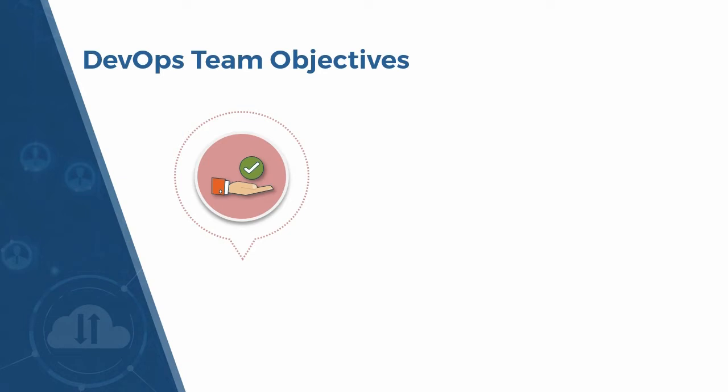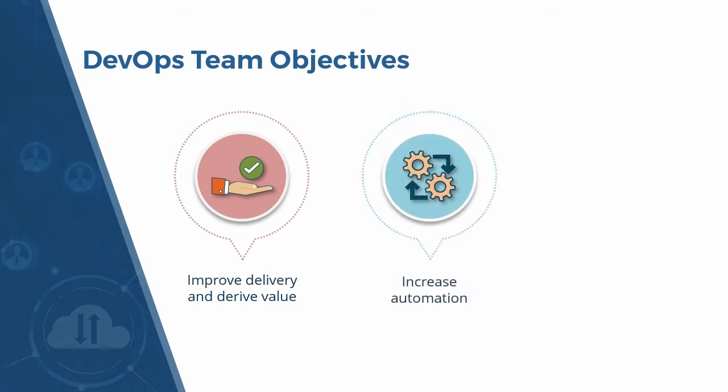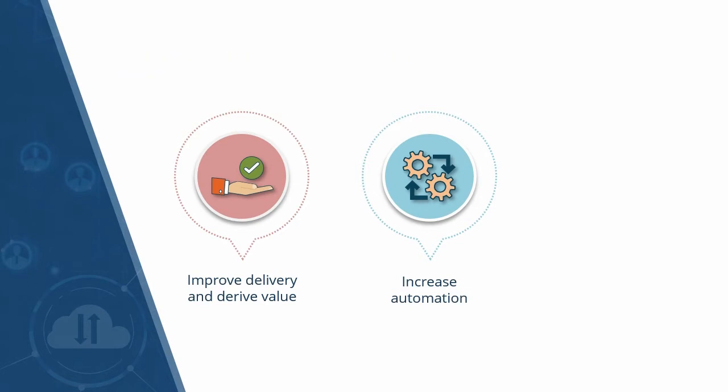To start with, they need to ensure that they improve delivery and derive value. This is the primary goal of any DevOps effort within an organization, to ensure delivery of value for customers and businesses, ensuring that it also reduces cost. Second objective is to increase automation. In short, everything must be driven by automation. They can adopt automation by using tools, or they can also adopt scripting-based automation.